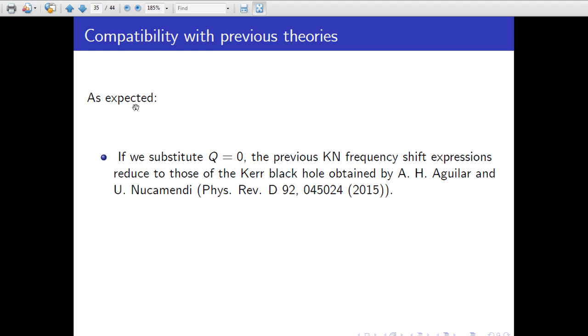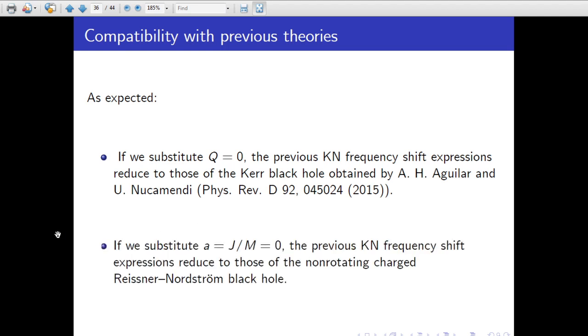And as expected, our theory must be compatible with previous theory, so if we substitute Q equals 0, the previous Kerr-Newman frequency shift expressions reduce to those of the Kerr black hole obtained by Bozza and Mancini in their paper. Moreover, if we substitute a equals 0, the previous Kerr-Newman frequency shift expressions reduce to those of the non-rotating charged Reissner-Nordstrom black hole.